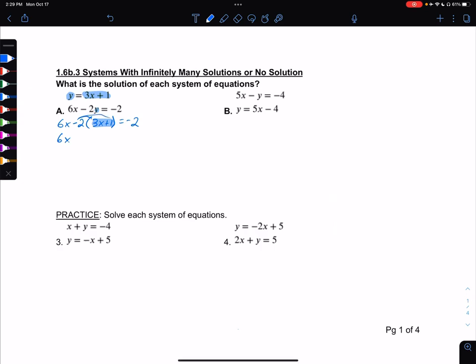So that negative 2 will get distributed in, and we're left with negative 6x and negative 2, and that will be equal to negative 2. Now notice that we have 6x minus 6x. So those would cancel out, and we would be left with negative 2 is equal to negative 2.